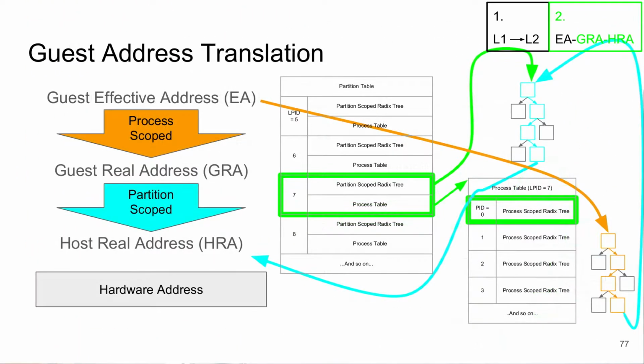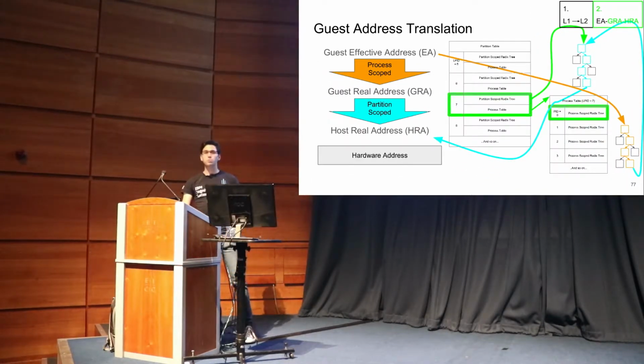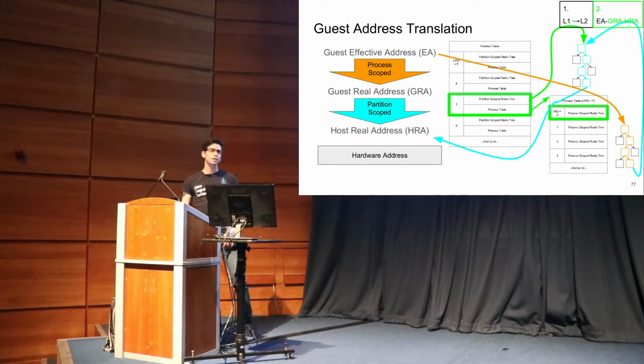Just a really quick recap. So we have our partition table, we index by LPID, and we find our process table. We index by PID, and we get our process scoped radix tree, and we do process scope translation. We then go back to our partition table, find our partition scoped radix tree, and do partition scope translation, and ta-da, we have our hardware address.